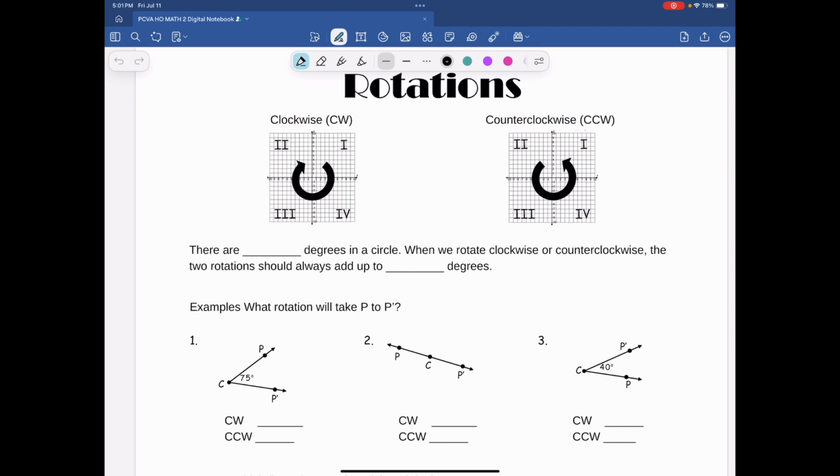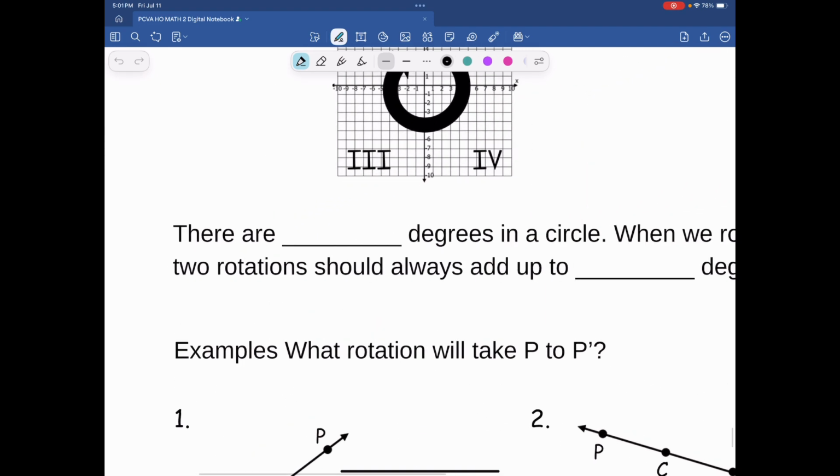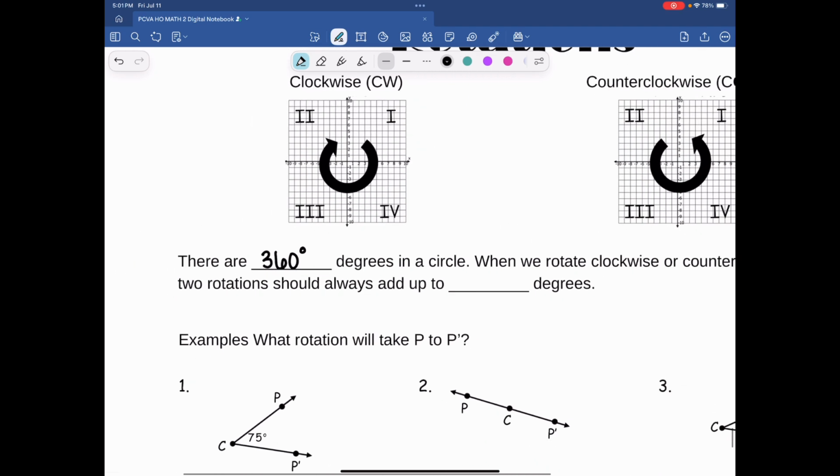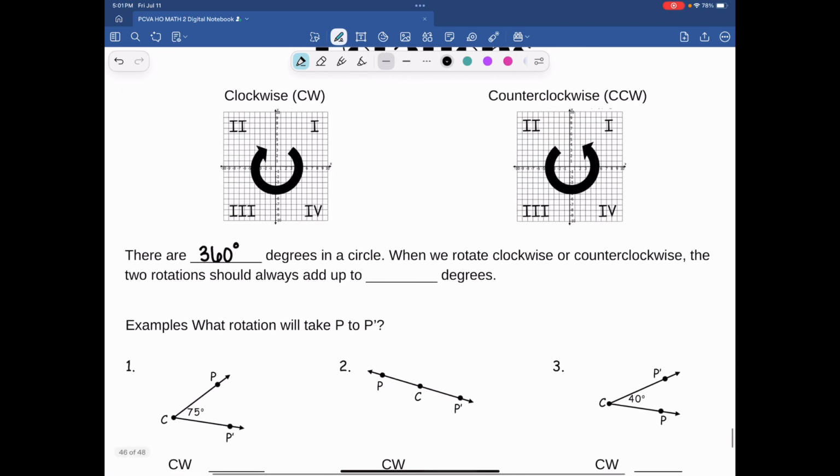Now, one thing that you need to make sure before we get into more details is you need to understand that there are 360 degrees, and the little degree symbol is like a little exponent circle. Now, when we rotate clockwise or counterclockwise, no matter what position I'm in, those two should always add up to be 360 degrees.